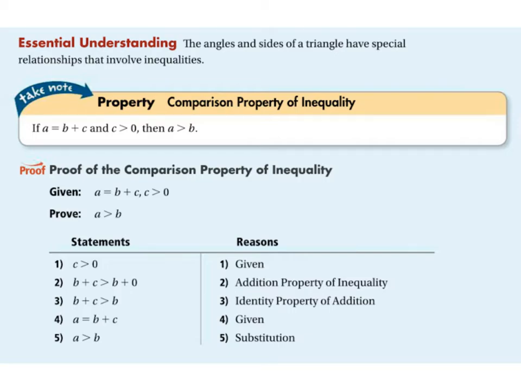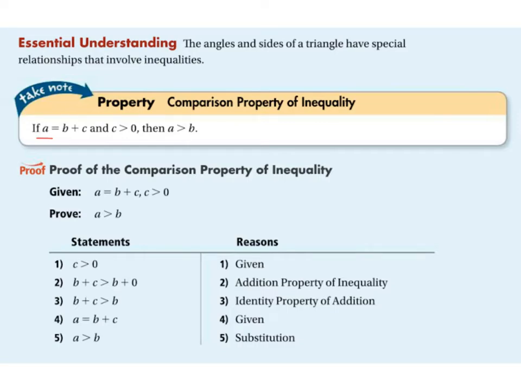All right, so what we're going to do is compare side lengths of triangles and angle measures. And in order to do that, we need to back up and talk about a general concept of mathematics, which is the comparison property of inequality. Don't be thrown by the name if it doesn't sound like it makes sense. It just says if A is equal to B plus C and C is greater than 0, then A, the number on the left-hand side, has to be bigger than what C is.